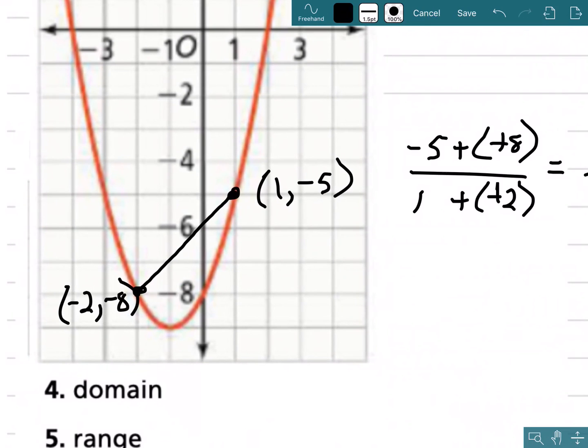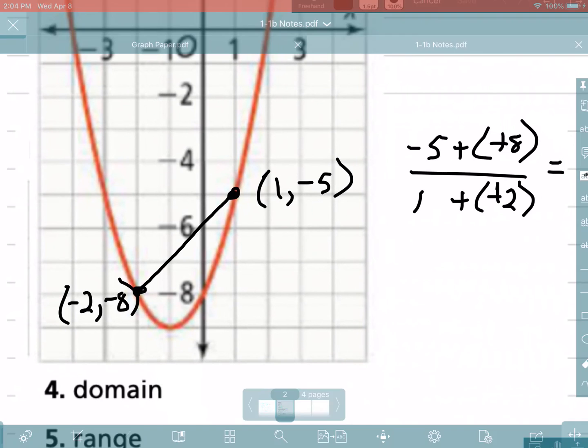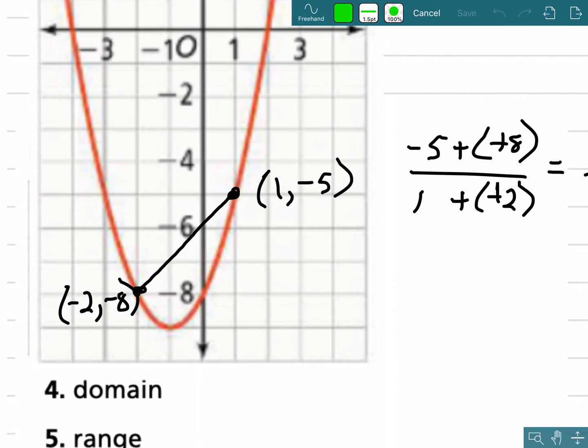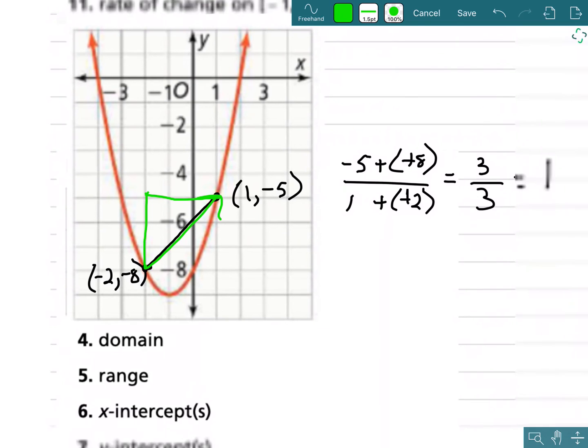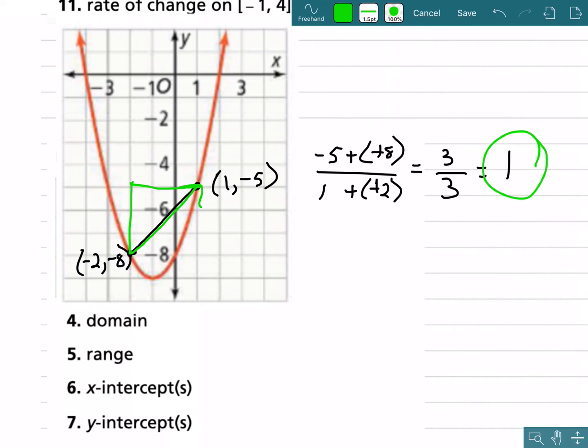I also could have read that by looking at my graph and doing rise over run. So here, I'm rising 1, 2, 3. I'm running over 1, 2, 3. Left to right, it's going up, so it's positive 3 over 3, or 1. So I get the same thing.